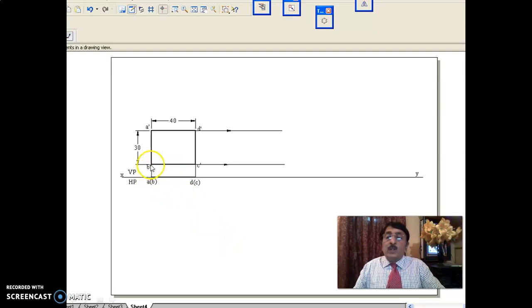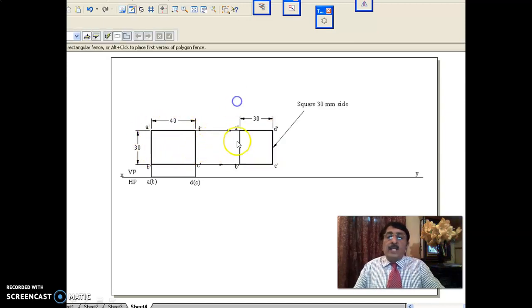But in the front view, BC and AD lengths will reduce. But what they have said is, you pull it in such a way that the front view should appear as a square of sides 30 only. Obviously, once this is 30, it has to become a square of sides 30 only. In that way, you pull it in such a way that it becomes a square of size 30 in the front view. That means the front view is known. Immediately you draw the front view. 30 square you draw. A dash, B dash, C dash, D dash.